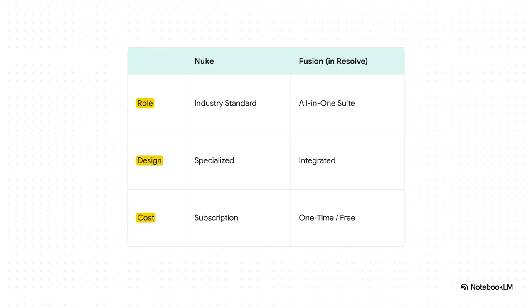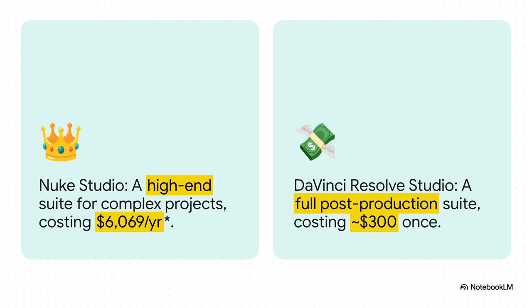And this really sets up the core conflict, the big idea behind this whole battle. On one side, you have Nuke, the specialized, industry-standard tool that costs a premium. And on the other, you have Fusion, the integrated, accessible, all-in-one challenger. Its whole philosophy is about putting these pro tools into the hands of way more people. And nothing, I mean nothing, shows that difference better than the price tag.